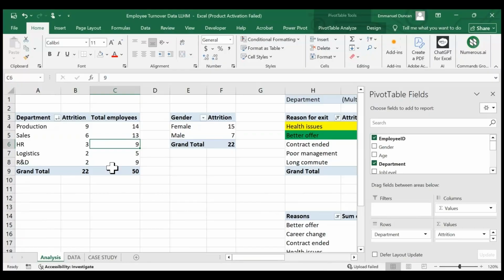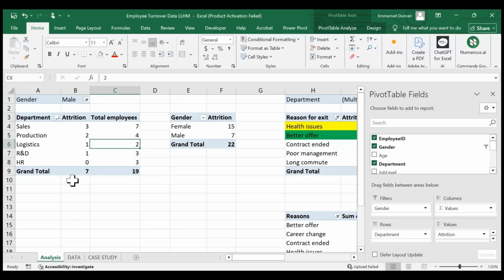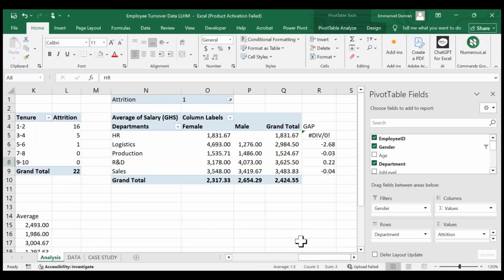Let's insert the filter by gender. Let's check. All right, so that's true. None of them were males. So that is why we are seeing this error.